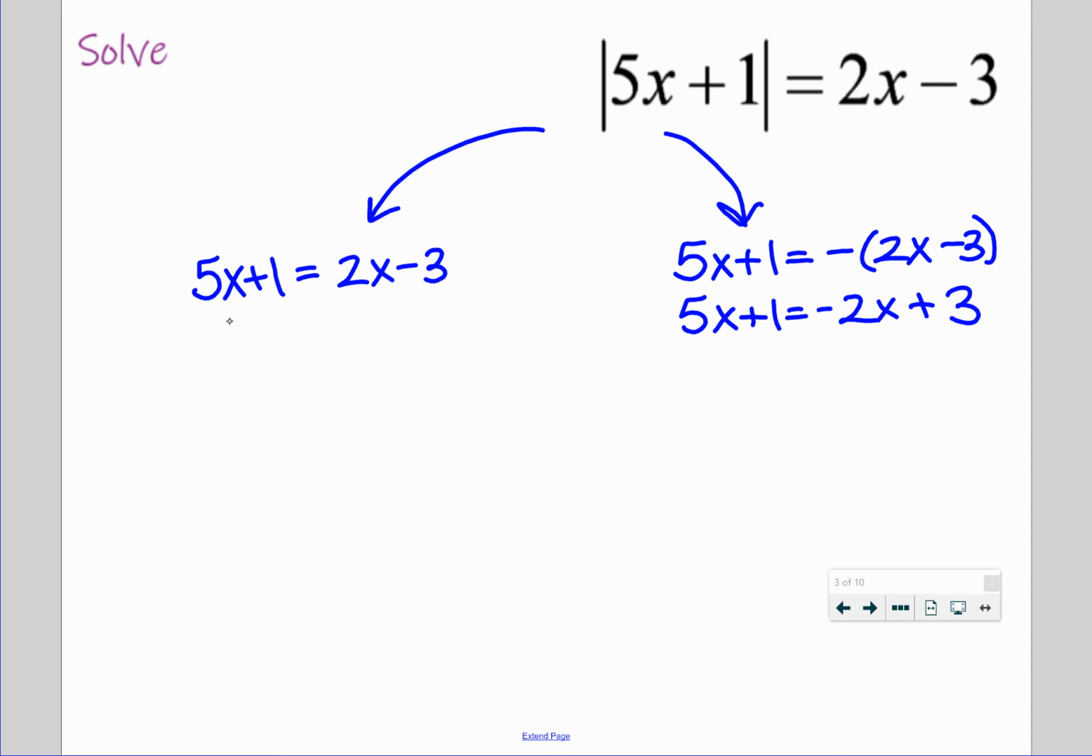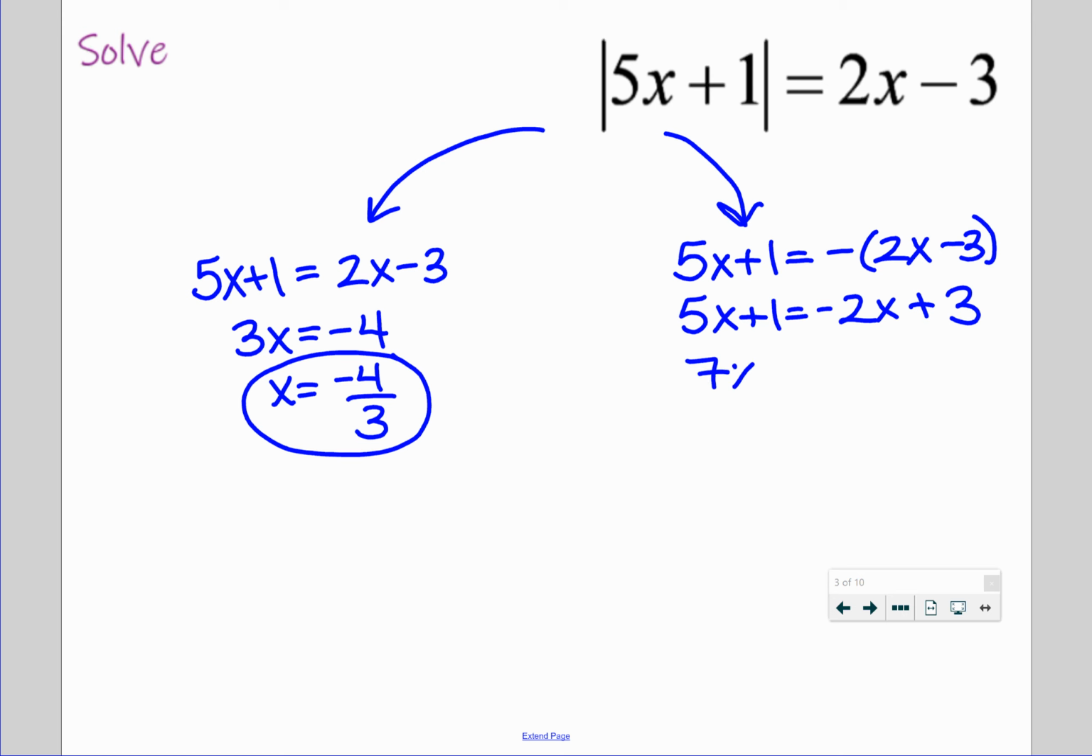And now we're going to solve each resulting equation. For the one on the left, I would subtract 2x. That gives me a 3x. Subtract 1. That gives me a negative 4. And then divide my 3 through. I'm going to get negative 4 thirds for my first answer. For the second one, I'm going to add 2x. That gives me a 7x. I'm going to subtract 1. That gives me a 2. And then divide through. I'm going to get 2 sevenths.